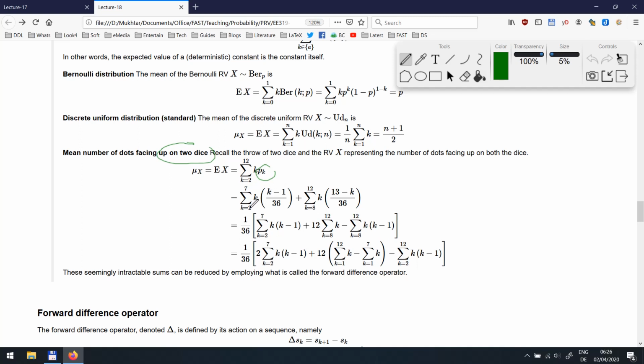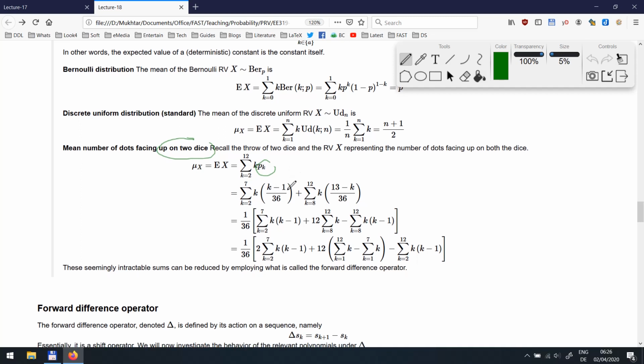One was for values 2 up to 7, it was this expression, you see the increasing expression, and for the rest of the values it was a decreasing expression, 13 minus k, and these probabilities multiply my possible values. Now if I simplify this, I can simplify part of it. So let's get rid of this denominator 36, just take it out, and this is from 2 to 7, k times (k minus 1), k times (k minus 1), 2 to 7. Here I want to do something.